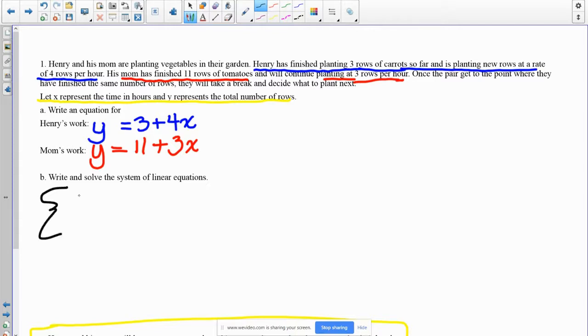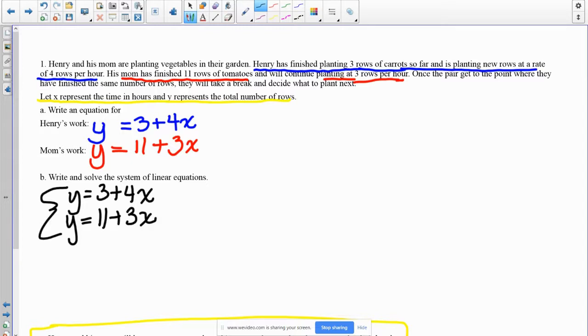So we're going to make it look like a system here with our bracket. So y equals 3 plus 4x, and y equals 11 plus 3x. I look at this, and I'm looking at the way this is set up. I have choices. I can do the elimination method, but it's not really set up nicely for elimination. I could do substitution, which is what I'm probably going to do, or I could graph it.